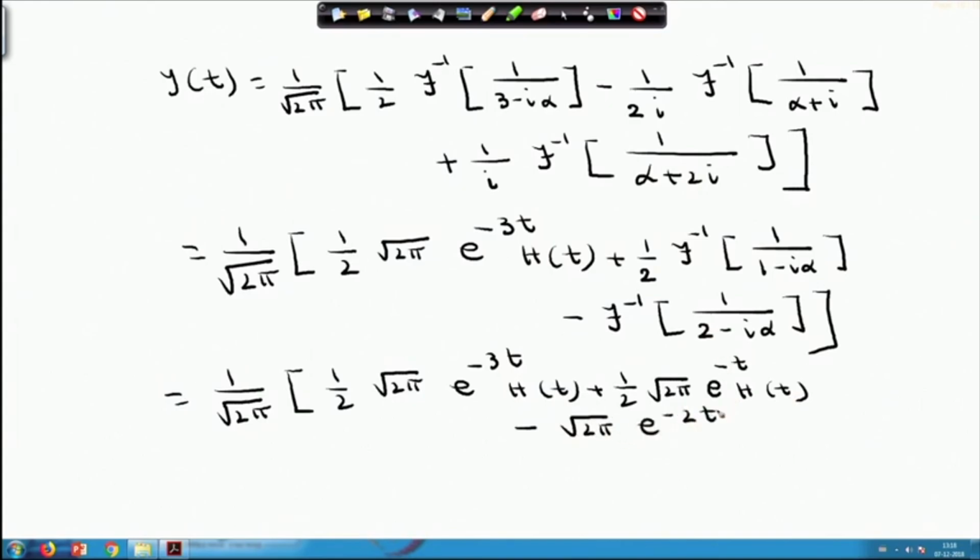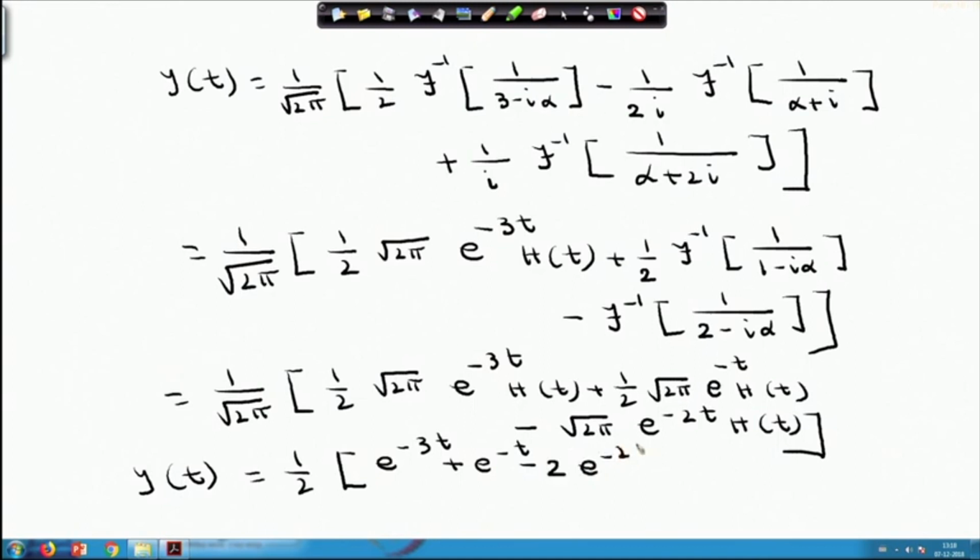So, e power minus 2t into h(t). So, using one example, I am finding out the Fourier inverse of these functions. Now if I take the root 2 pi outside, that will be going out, and after simplification you can write down half into e power minus 3t plus e power minus t minus 2 into e power minus 2t into h of t.